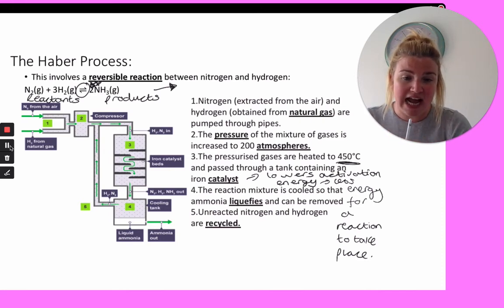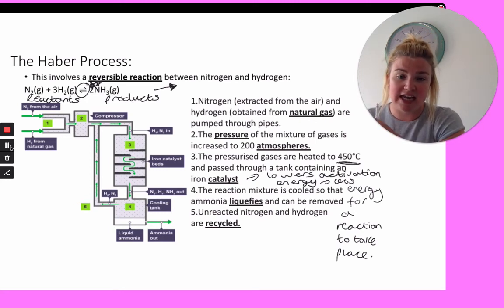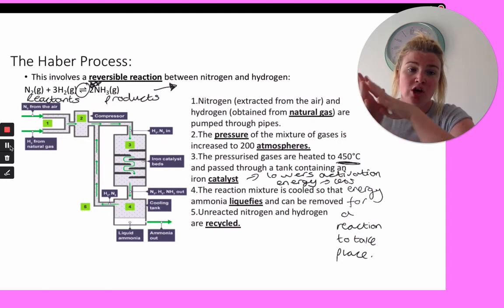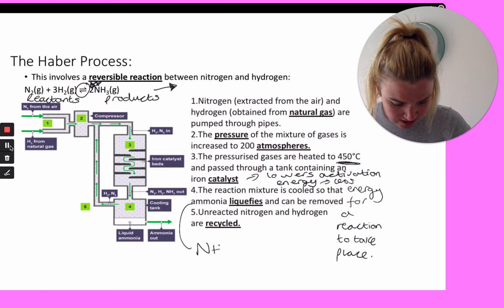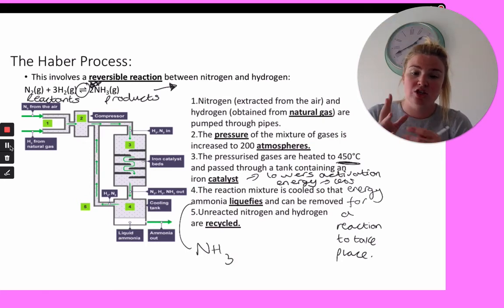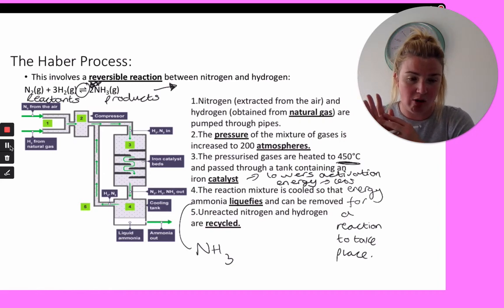Any unreactive nitrogen and hydrogen then goes back to the beginning. So not all of the nitrogen and hydrogen will turn into ammonia. The chemical symbol for ammonia, like you can see at the top, is NH3. So nitrogen and hydrogen are mixed together to make ammonia. Some of it isn't used, which is great about this process, it's just recycled back to the top, okay?